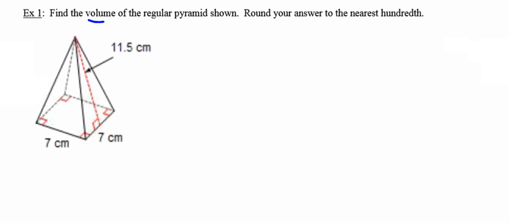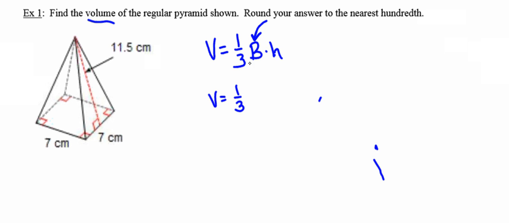Since I'm trying to find the volume, I know the formula that I need to use is to multiply 1/3 times the area of the base times the height. And every time I write down that capital B, I think to myself, area of the base. Okay, so volume equals 1/3. The very first thing I need to do is go find the area of my base. So the base of this pyramid, because it's a regular pyramid, is going to be in the shape of a square. Its sides measure 7 by 7. Its area, therefore, is going to be 49 square centimeters.